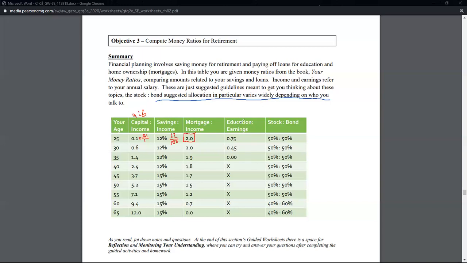The next column, this education to earnings, says if you're 25, then again, this is a 0.75 over 1 if you need to explicitly see the ratio. That says if you made $100,000 that year, you could have $75,000 in student loans. And then at 30, that number shrinks, and at 35 it's 0. And then from 40 on, all these X's, they just mean that they're also zeros. It means you should have your debt paid off by 35.